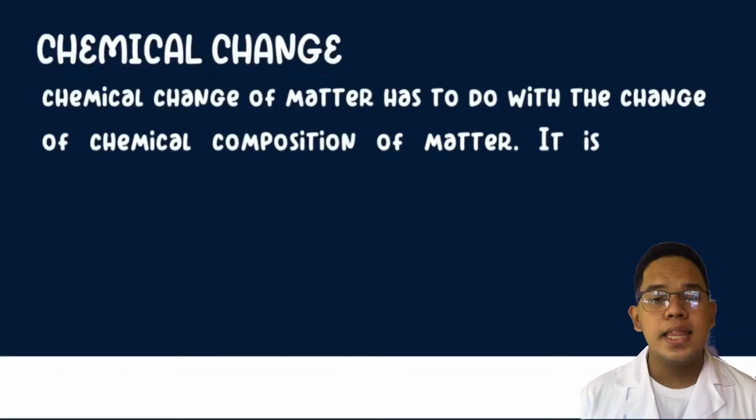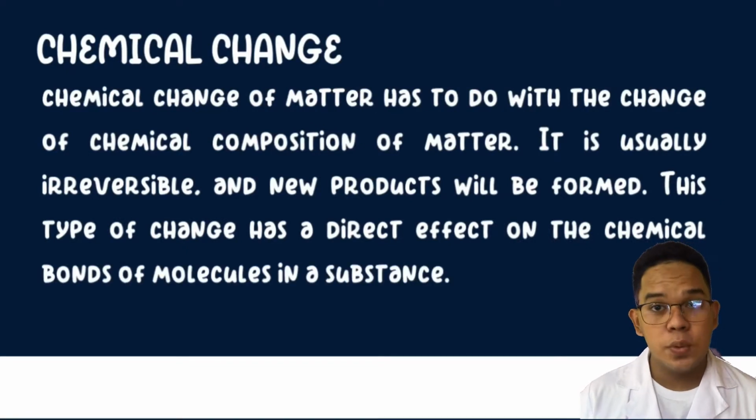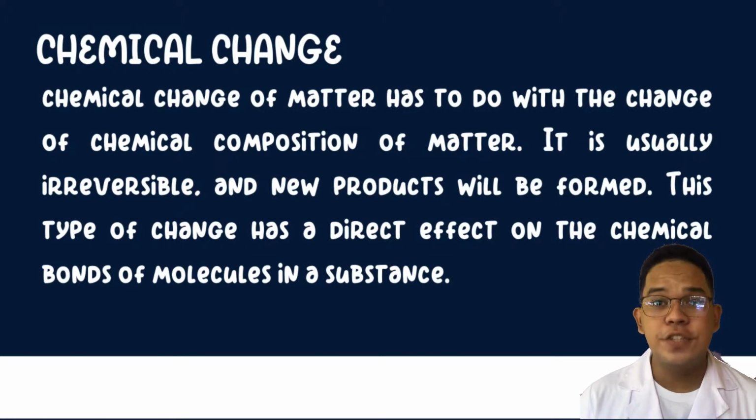Meanwhile, if we talk about the chemical change of matter, it has to do with the change of chemical composition of matter. It is usually irreversible and products will be formed. This type of change has a direct effect on the chemical bonds of the molecules in a substance.